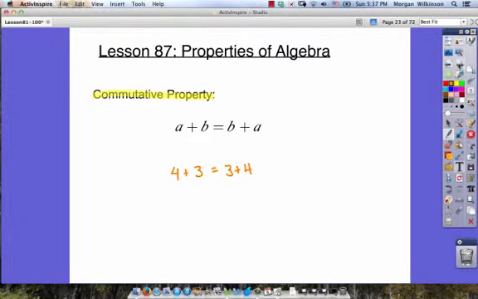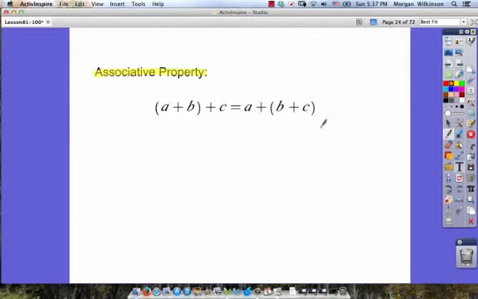Let's look at our next property. Here we have the associative property. Now the associative property of addition, well, it's always going to use parentheses. And in this we have (a plus b) plus c is equal to a plus (b plus c). Notice that with addition, it doesn't matter what is inside the parentheses. So if we had a problem like (1 plus 2) plus 3, well, we could also say that's going to be equal to 1 plus (2 plus 3).